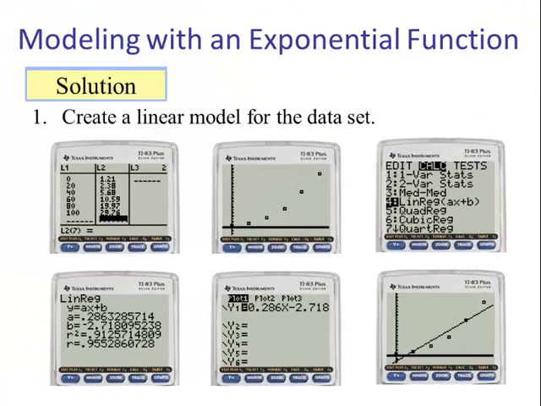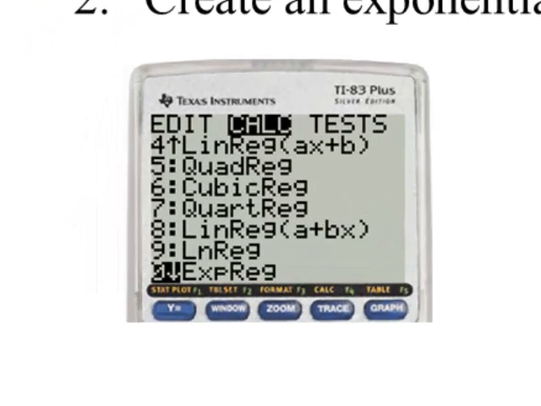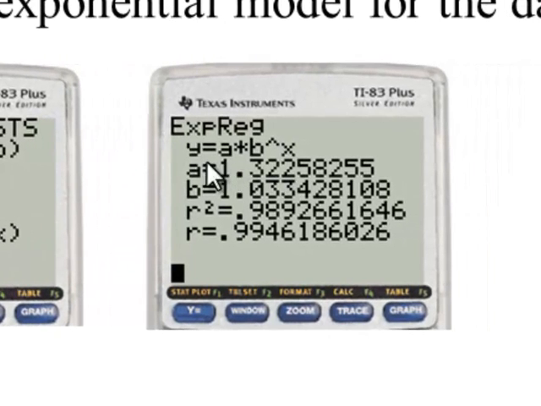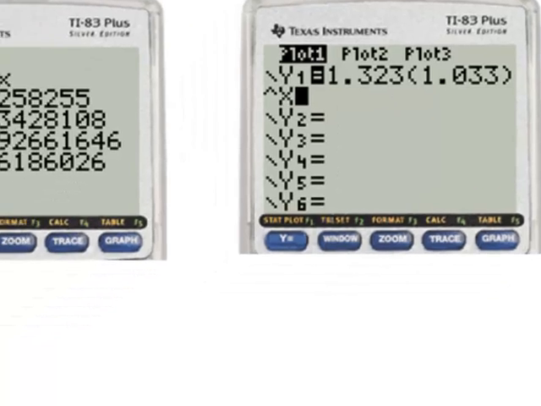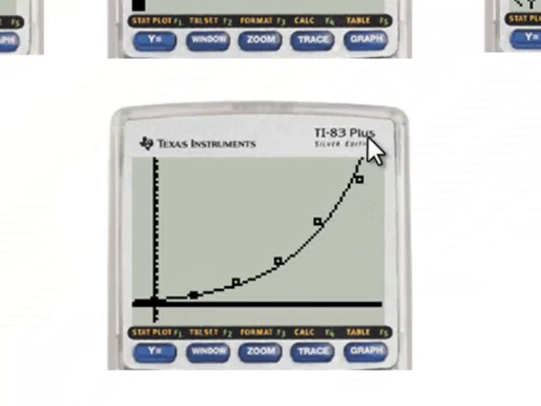Let's try our exponential model. So we go to calculate, 0 for exponential regression. Here we have the initial values for A and the base, and r squared is 0.989. So according to r squared, this model is doing better than the linear. Rounding to 3 decimal places and typing in the values of A, B, and y1, we see that the exponential model is doing a better job than the linear.